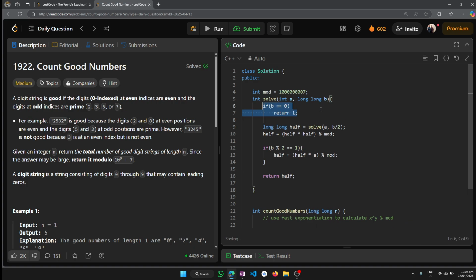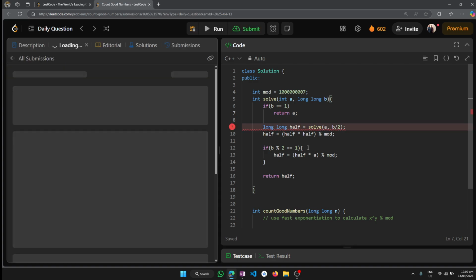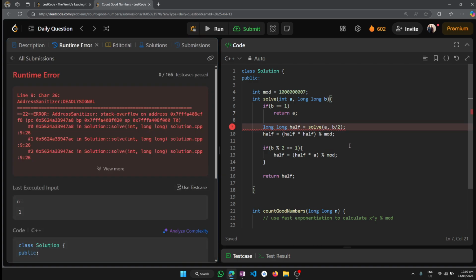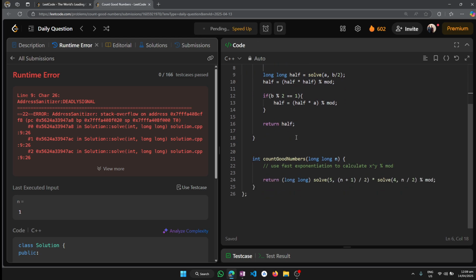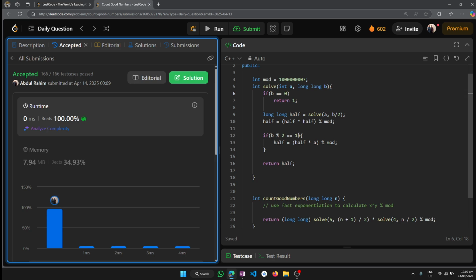And then what was the base case? You can do something like this as well. If b is equal to 1, then just return whatever a was. If I submit this code, let's see if it passes all the test cases. It doesn't. Why does it not? Maybe let's go with the previous thing, see if it passes all the test cases. Oh no, it does. So what was wrong?